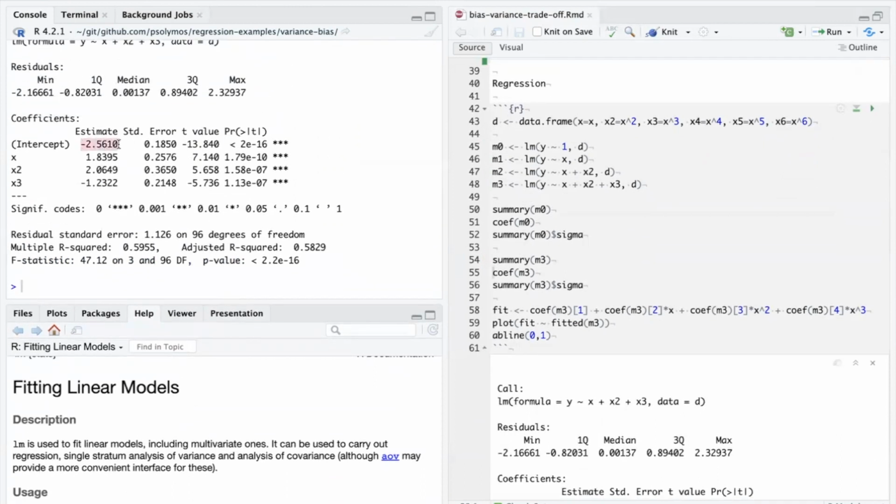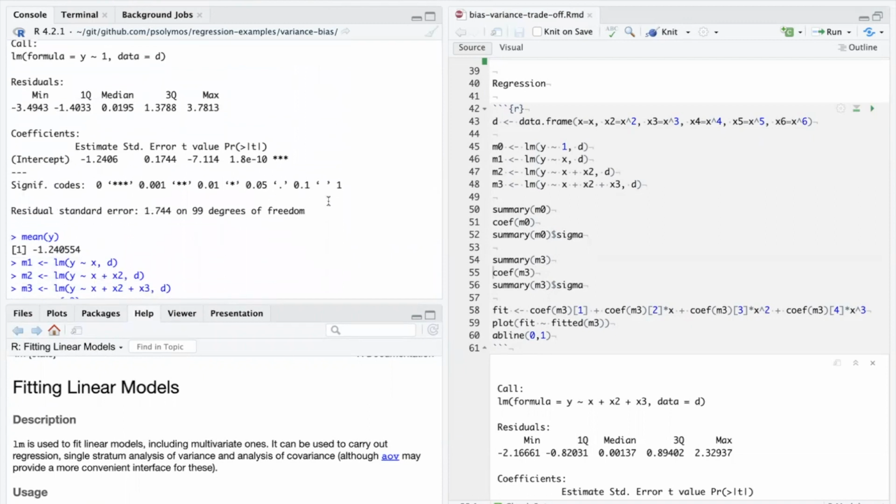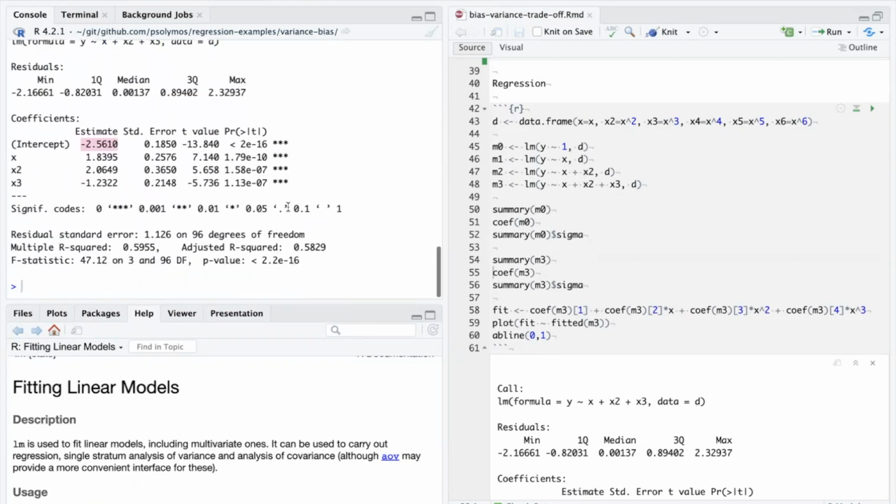Now, besides the intercept, which is not the mean anymore, because now it gets added as intercept plus 1.8 times x plus 2.06 times x2 minus 1.2 times x3, and so on. So this is now compared to our previous summary, where it didn't even bother to give an R squared, which is one of the goodness of fit metrics that you can get. Now it's 0.58. That is quite decent.